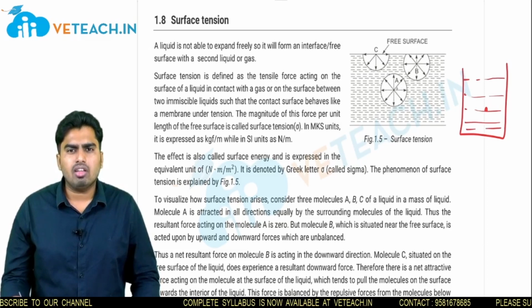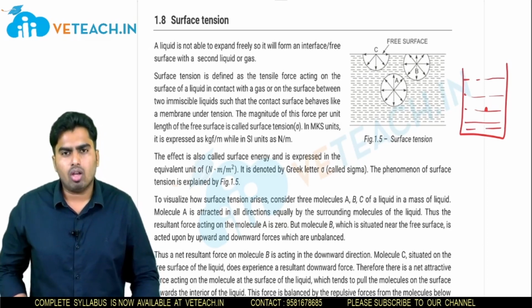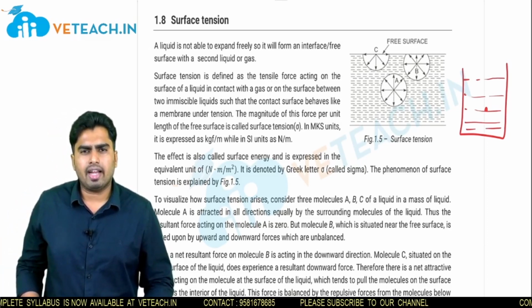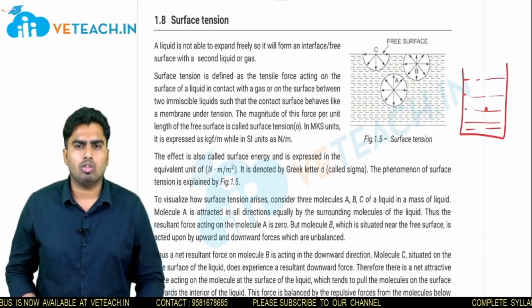So it is in equilibrium condition. That is, the net force is 0. If you see, molecule B is also in equilibrium, because everywhere the molecule B is attracting surrounding molecules, and the net attraction force on the molecule B is 0.